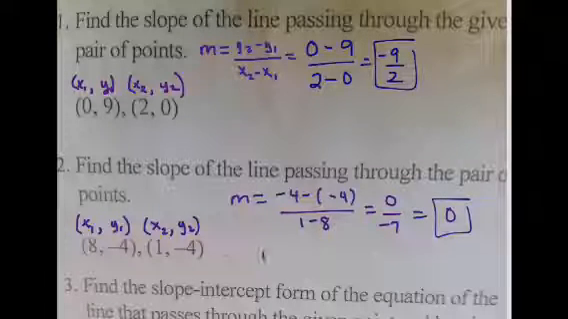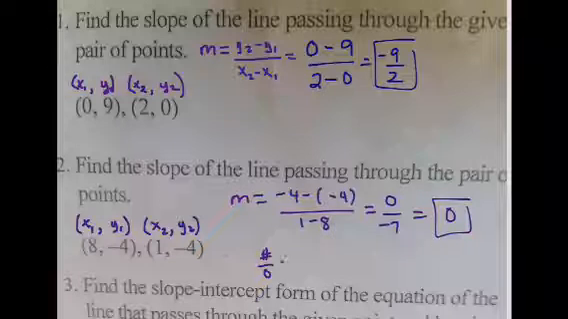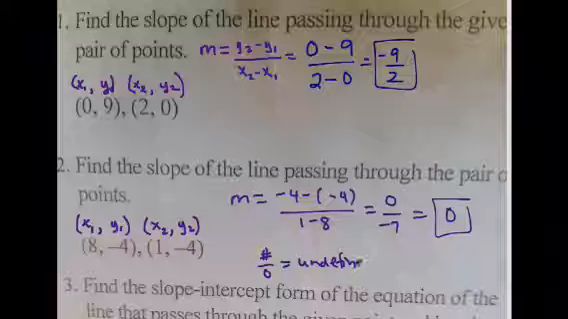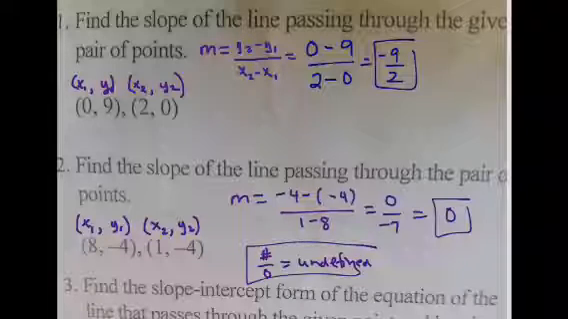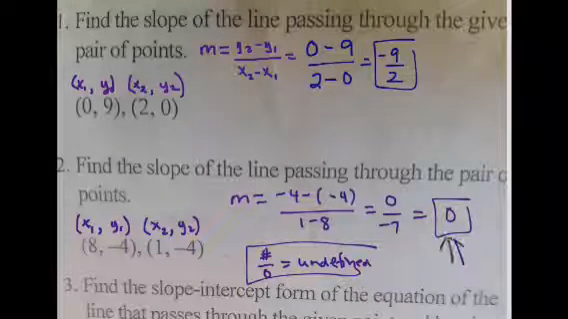Remember, when you get a number over 0, you have to say undefined, okay? That's not the case right here, but if you end up with a 0 in the denominator, it is undefined. This one, though, number 2 is 0.